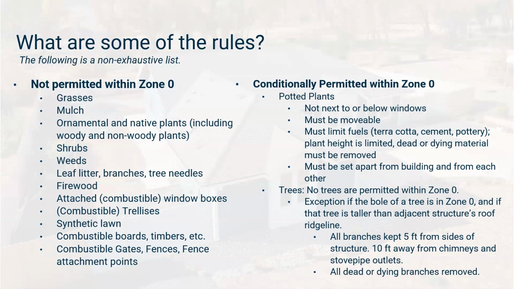Conditionally permitted will be potted plants, with some rules regarding height and spacing of those, and they are not to be next to or below windows. And then with trees, no trees are going to be permitted within Zone 0, with an exception if a tree already exists in Zone 0, the bole of the tree is in Zone 0, and if that tree is taller than the adjacent structure's roof ridgeline. So this could change, but I imagine the idea is some of us already have pretty legacy trees or older trees that are right next to our homes that are big, and they're not necessarily presenting a tremendous fire risk as long as they're properly maintained.